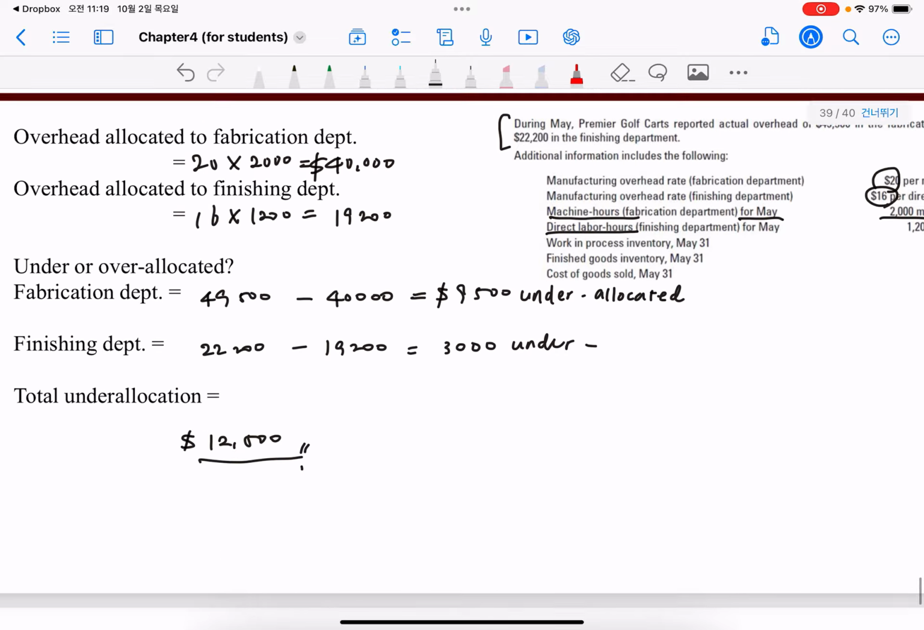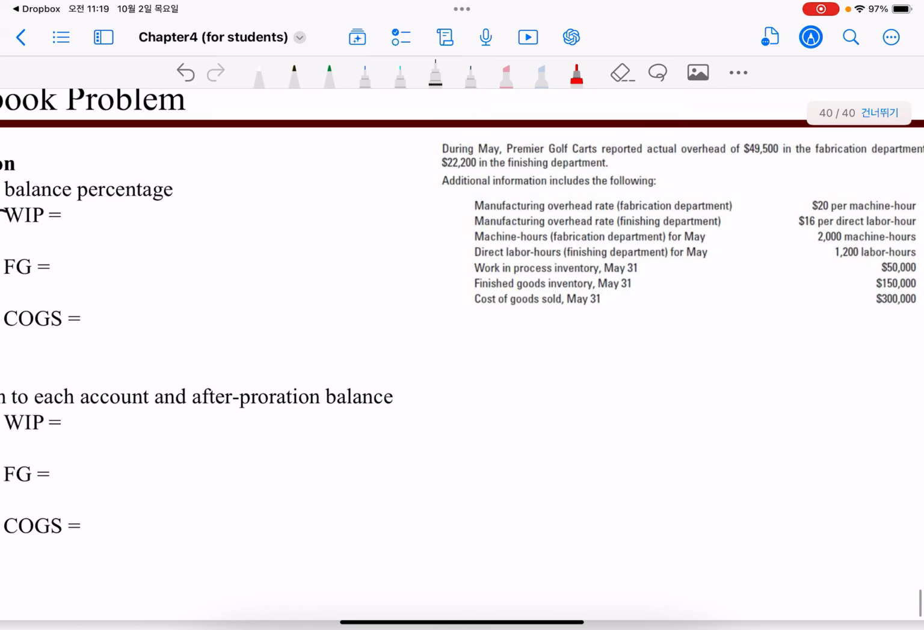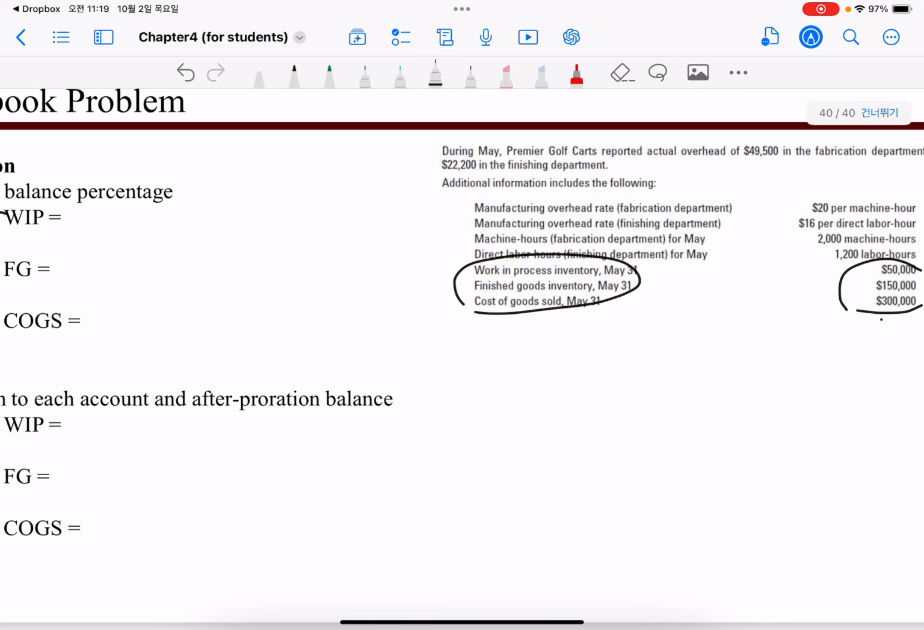So first off, we want to calculate the account balance percentage for each account. And we're going to use these numbers right here. For example, we first calculate the work in process percentage by dividing the 50,000 by the sum of these 3. If you calculate this, it will be about $500,000. So this accounts for 10%. And for the finished goods, it's going to be 150K over 500K, so 30%. And lastly, we have 60%.